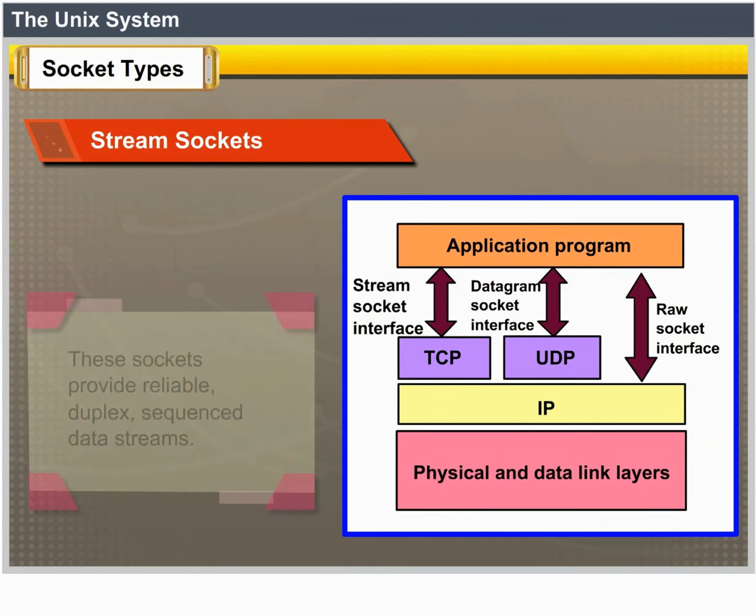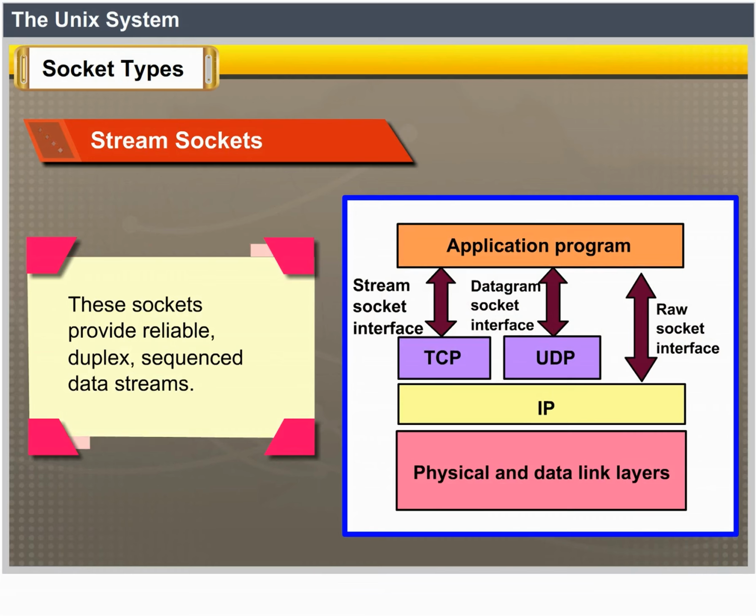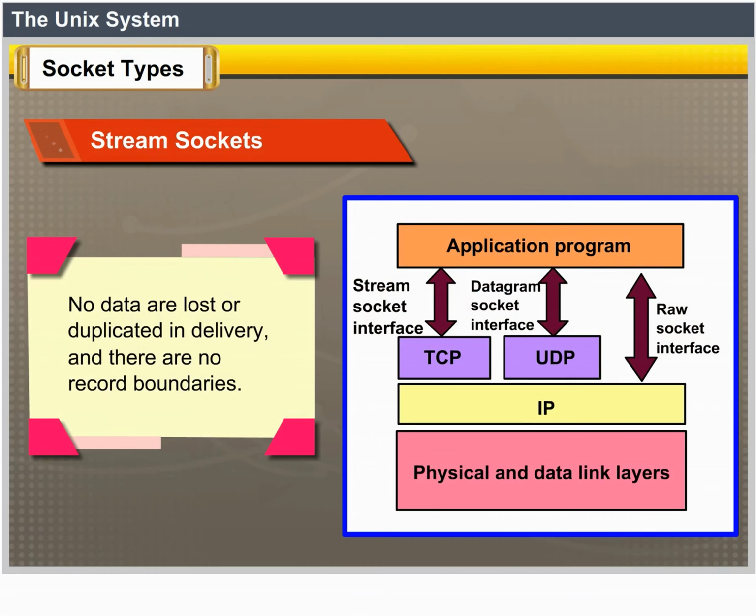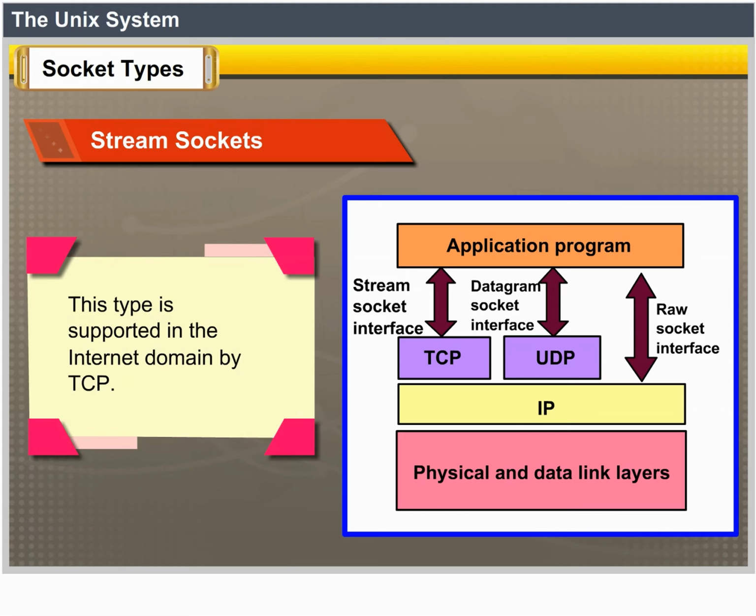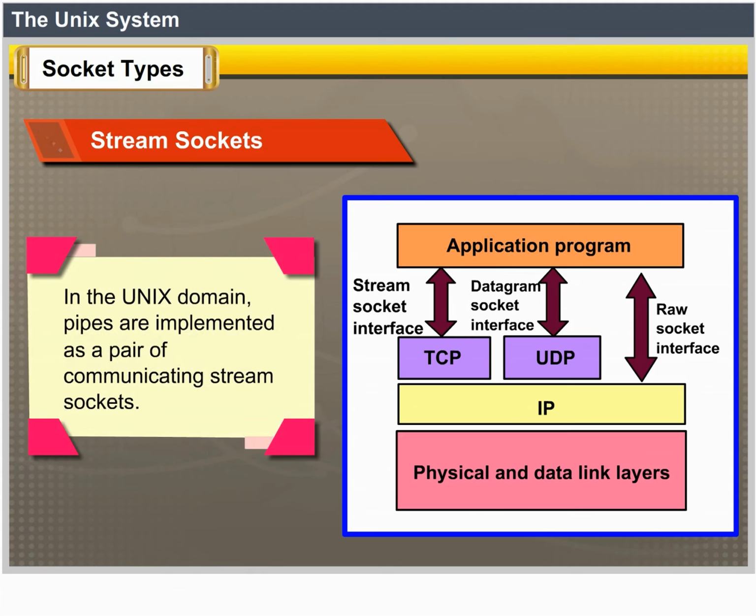Stream sockets. These sockets provide reliable, duplex, sequenced data streams. No data are lost or duplicated in delivery, and there are no record boundaries. This type is supported in the Internet domain by TCP. In the Unix domain, pipes are implemented as a pair of communicating stream sockets.